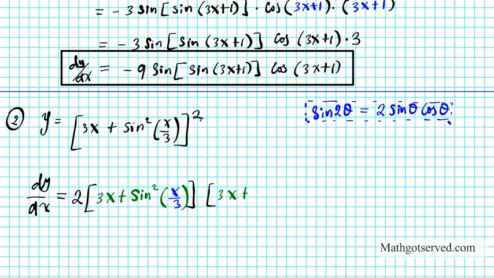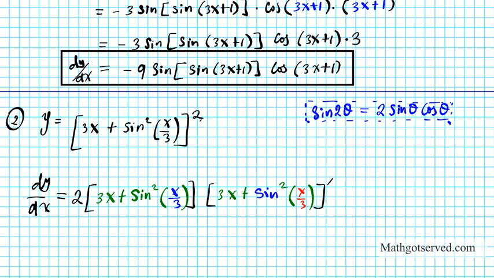So we're gonna have sine of the square of 3x plus sine x over 3. Okay, so that whole thing we're going to be differentiating. We're going to find the derivative on that.